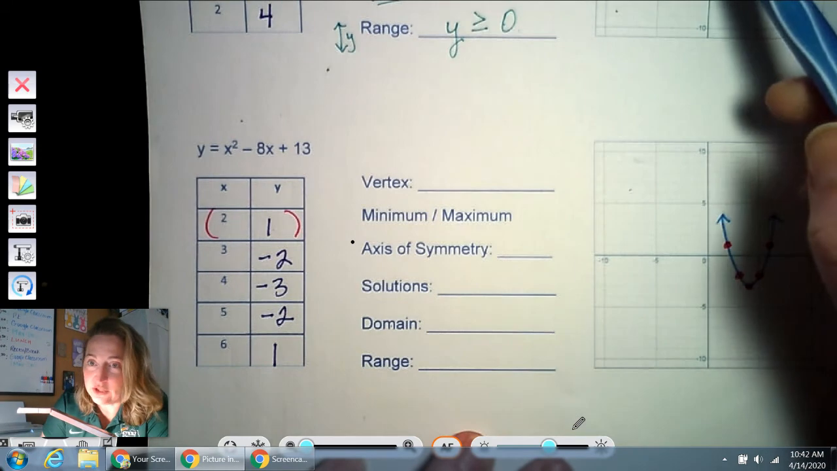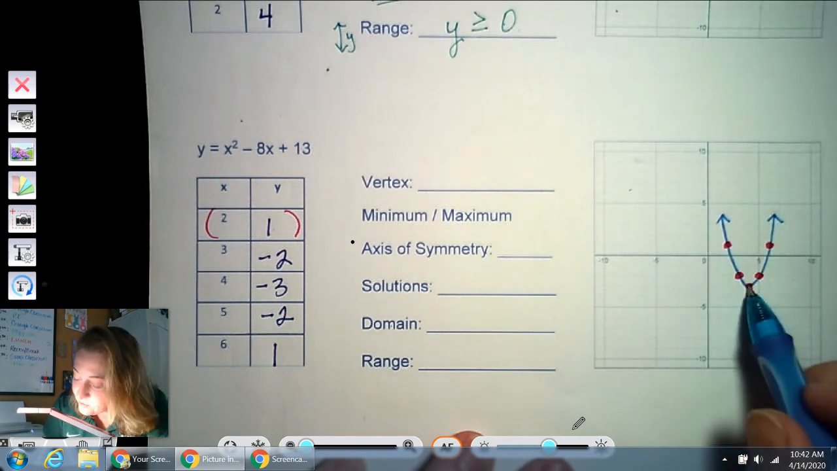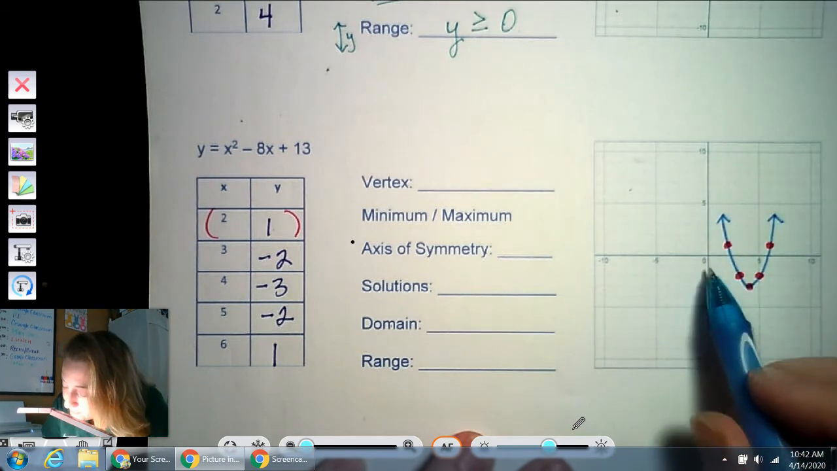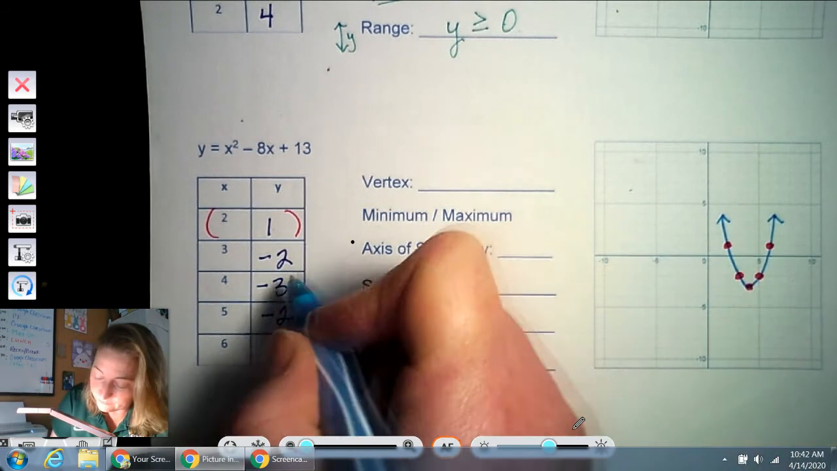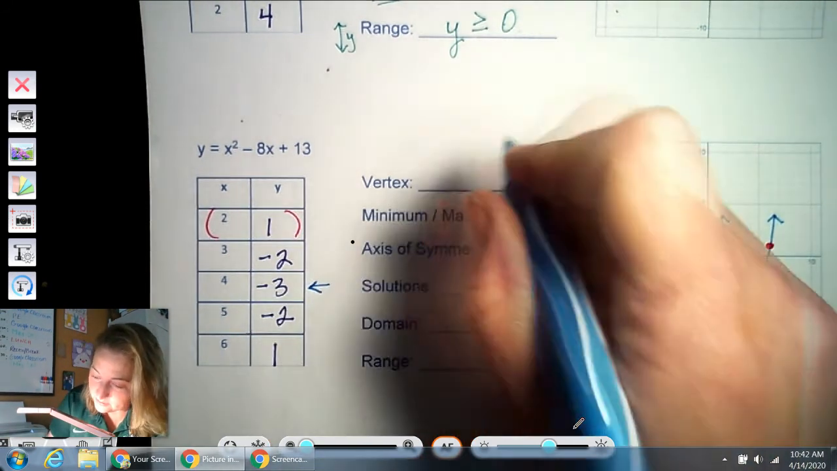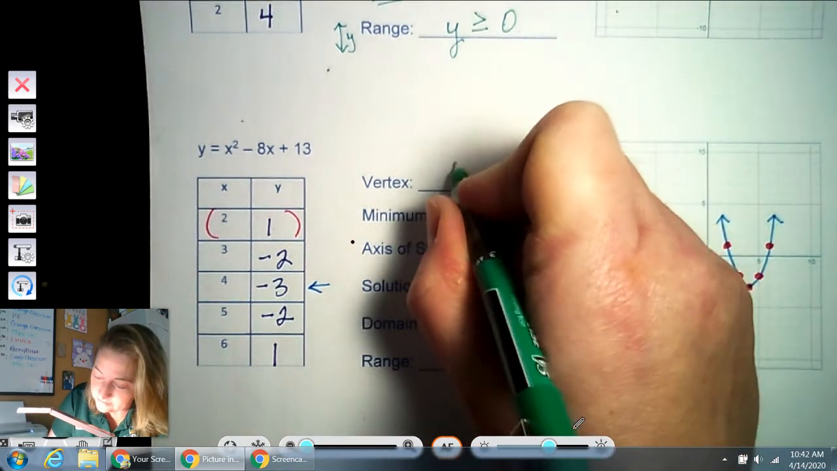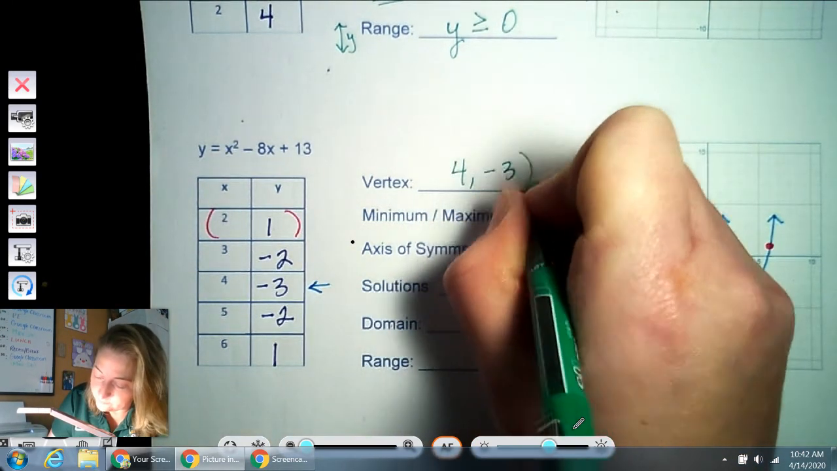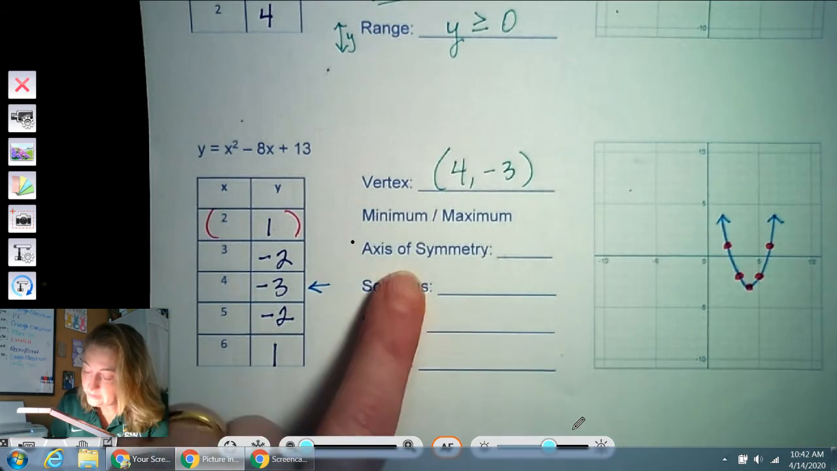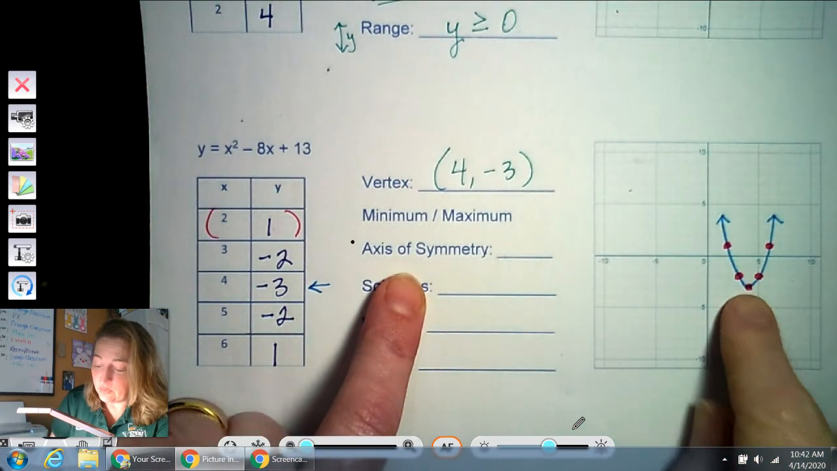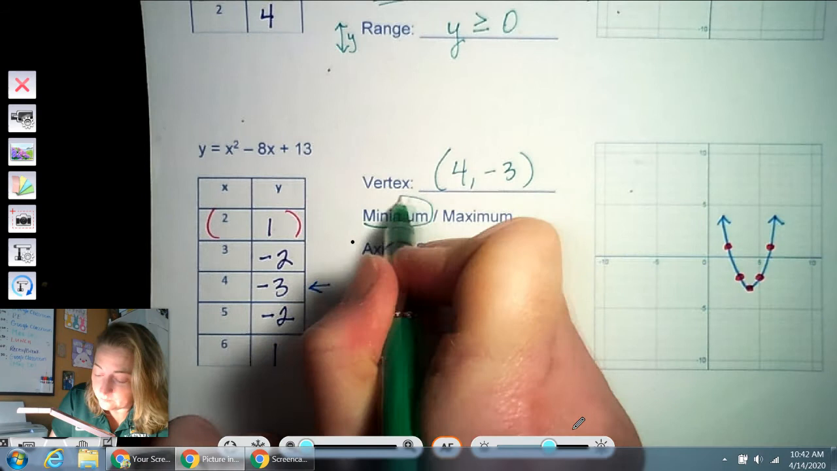Well, here it was at the origin. But here, our vertex is right here, and this was the point (4, -3). Okay, right there. So (4, -3) is my vertex. Again, this is the lowest point on the parabola, so it is a minimum.